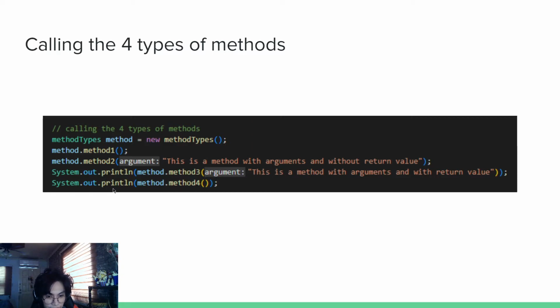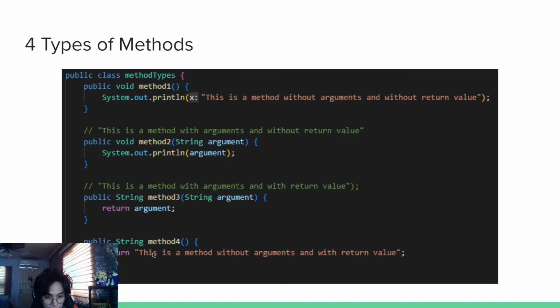Then lastly, for method 4, we're just going to print again, since we're returning a value, we're going to print whatever is returned. So over here, as you can see, we're going to return "this is a method without arguments and with return value."